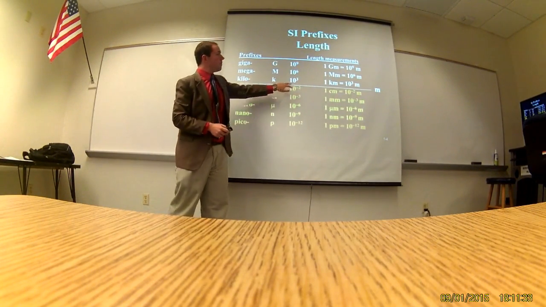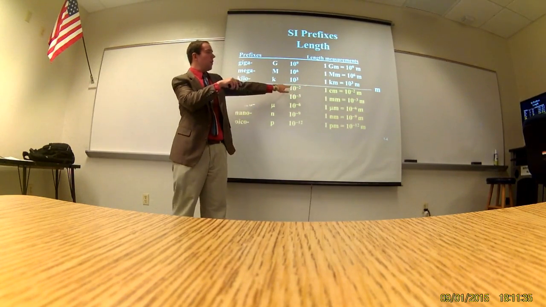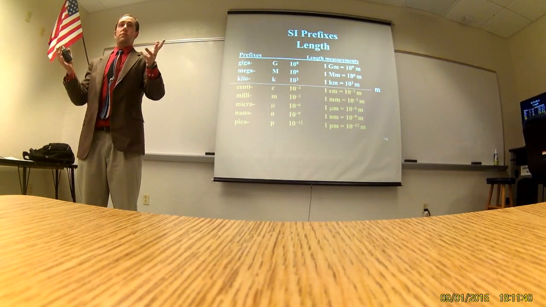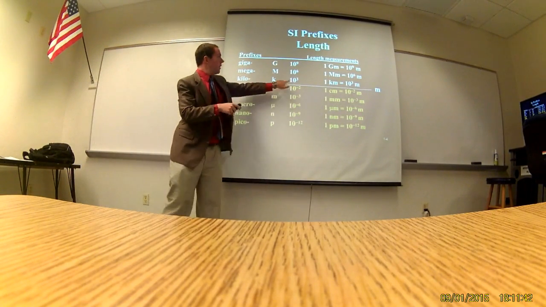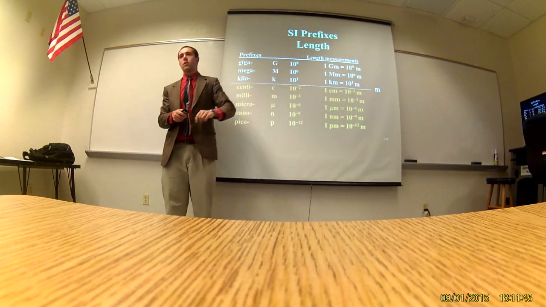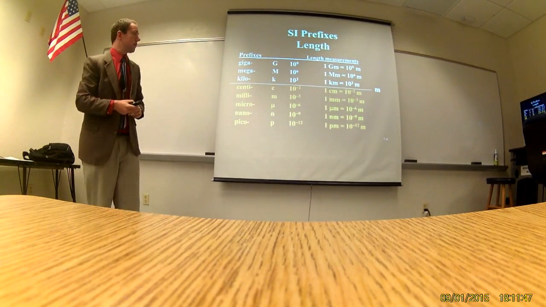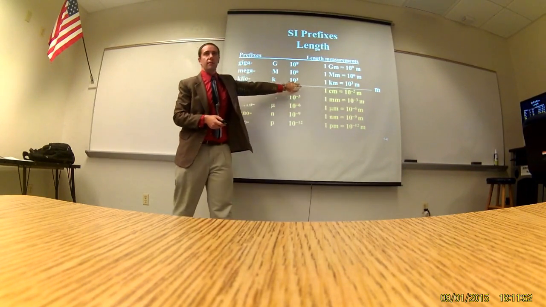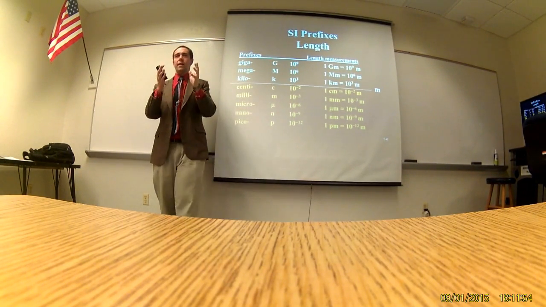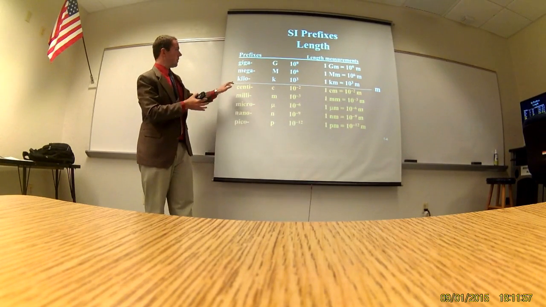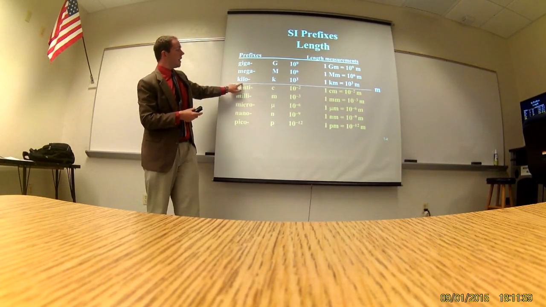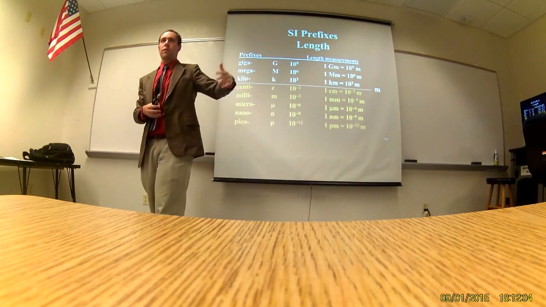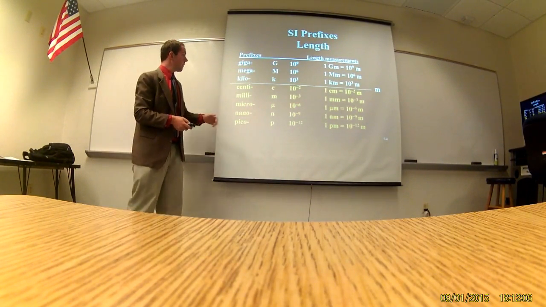A kilometer is 10 to the third. What number is 10 to the third? 1,000. 10 to the third, that's a 1 with 3 zeros on it, which is 1,000. So a kilometer is 1,000 meters. You would take your number of meters and you would divide it by 1,000 to go to kilometers, take your kilometers, multiply it by 1,000 to get to meters. We'll do some of those conversions coming up.